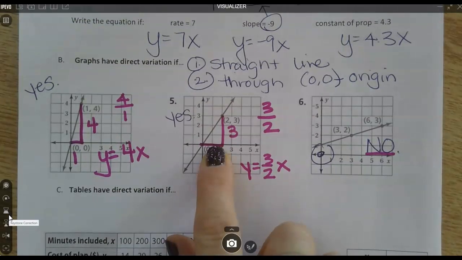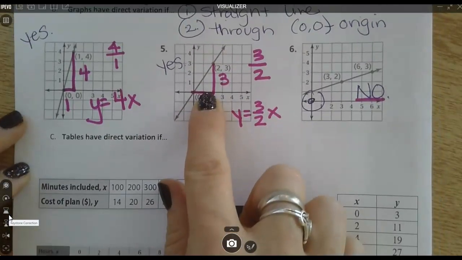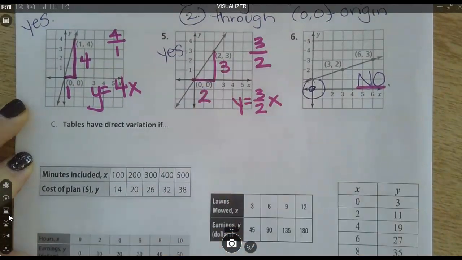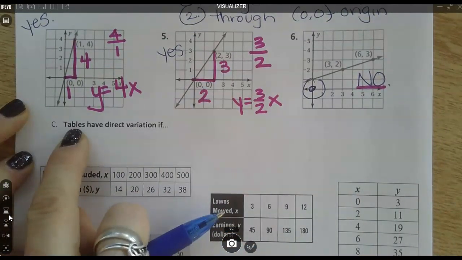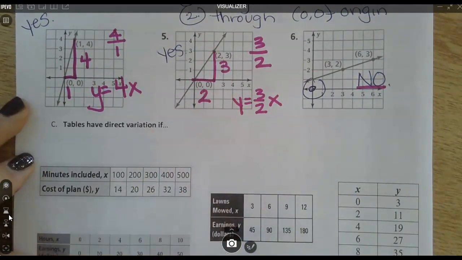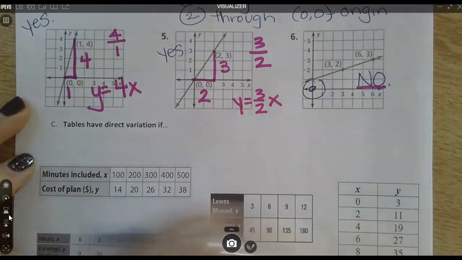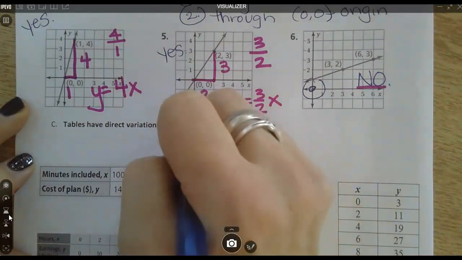If you need help finding the slope, go back and watch video 6. All right, let's go on to tables. How do we know if a table has direct variation? Well, we already learned how to tell if a table is proportional, right? We know we can check the ratios.